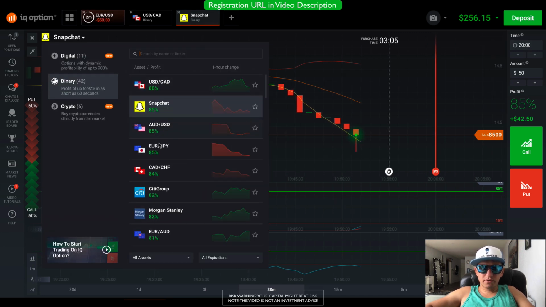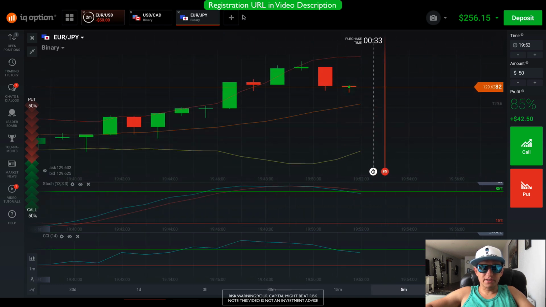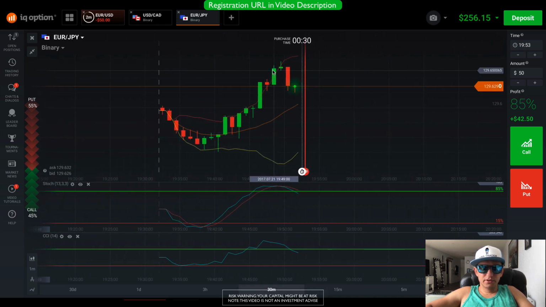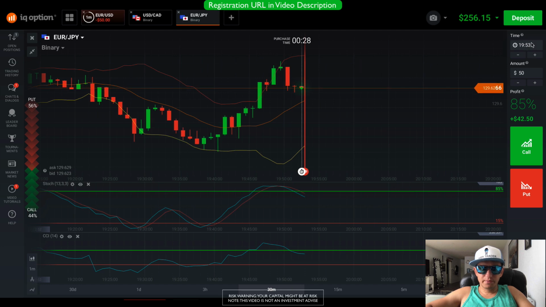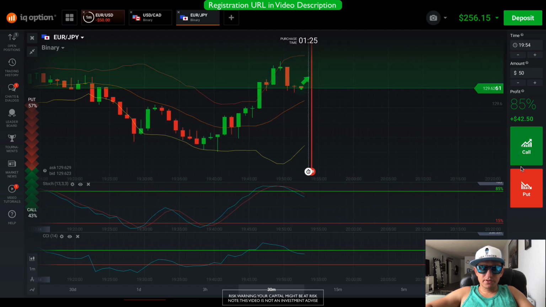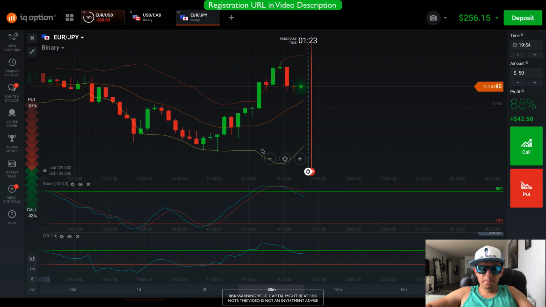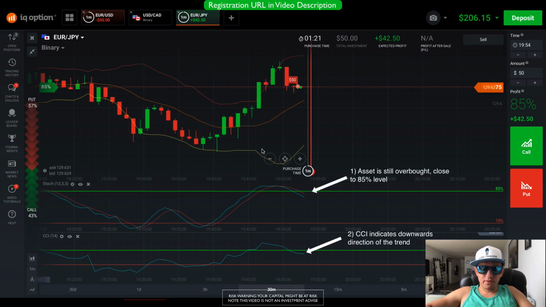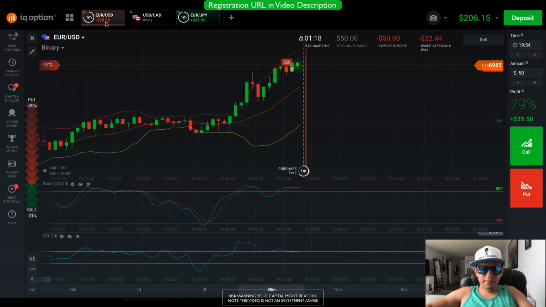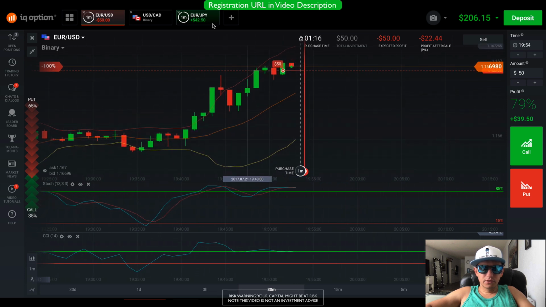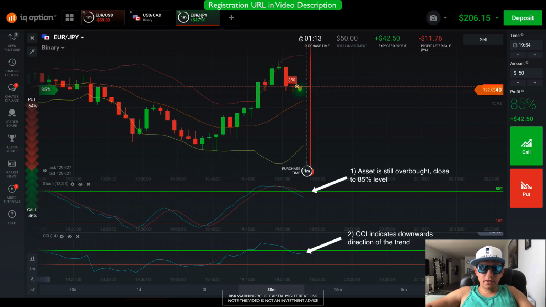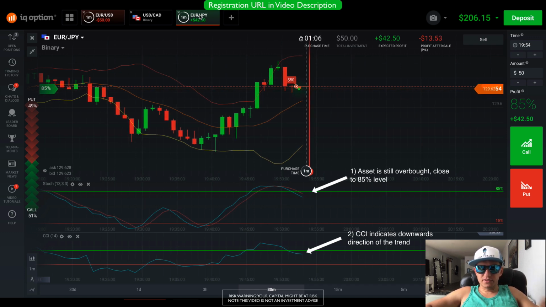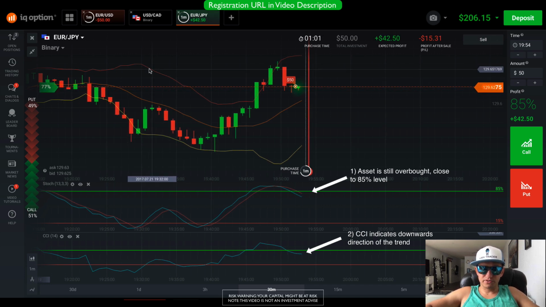So let's check what other assets are available here to do some binary options trading. Okay, so this might work out as well. $50 for the downwards direction trade. In this case, you see there are 2 indicators that are confirming this trade. The stochastic is close to the 85% level, and CCI is showing the downwards direction.